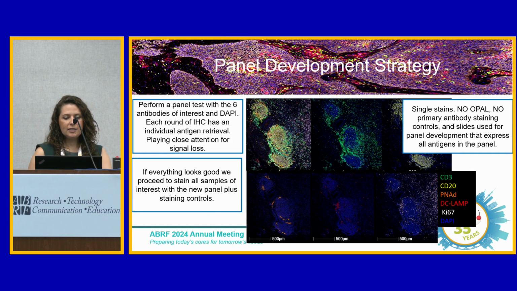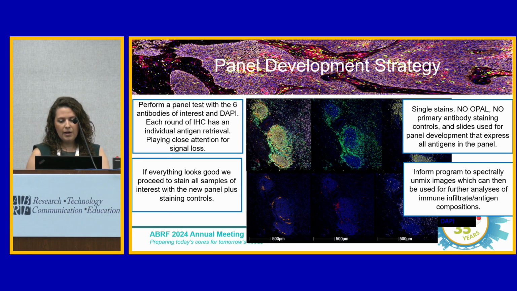Some typical staining controls that we use when we're running these batch multiplex assays are single stain controls, no Opal, and no primary antibody controls, and we use the same tissues that we use during panel development. It's essential that these tissues really express all of the antigens in the panel. And then finally, we use inForm to spectrally unmix images. These unmixed images can then be used in other digital analysis platforms so that you can analyze for immune infiltrates and antigen composition in these tissues.